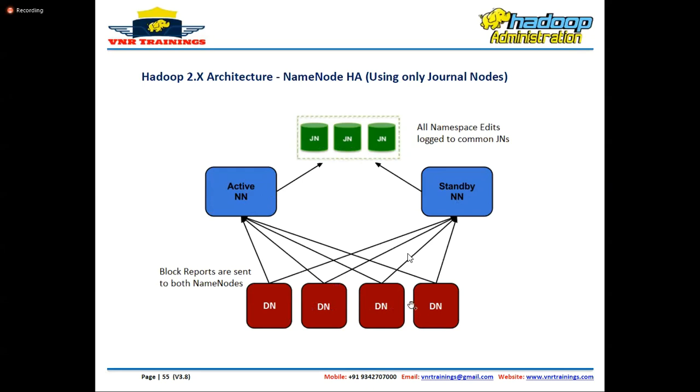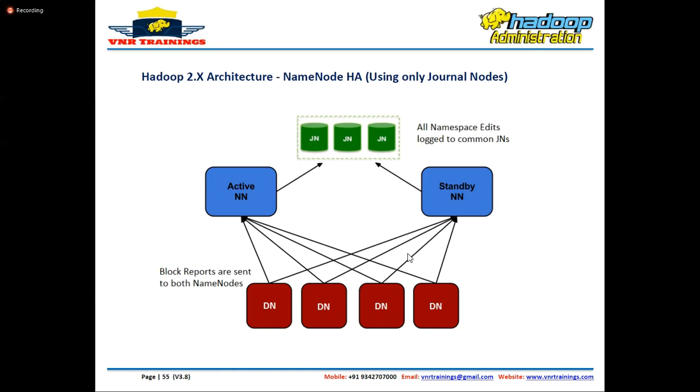nodes. Now if you have multiple name nodes, each data node will be sending heartbeat to both the name nodes. Understand? Heartbeat, block report, everything will be sent to the active name node. At the same time, it will be sent to the standby name node also. Understood or not, guys? Or any questions? This is the Hadoop HA architecture they released.